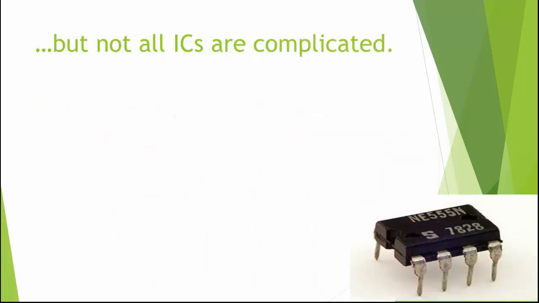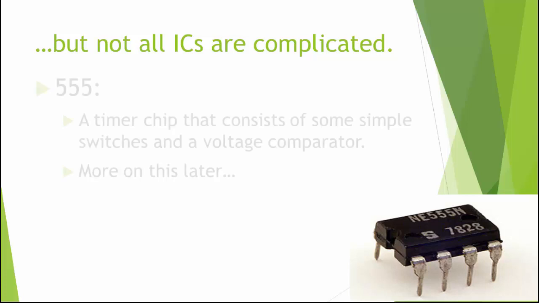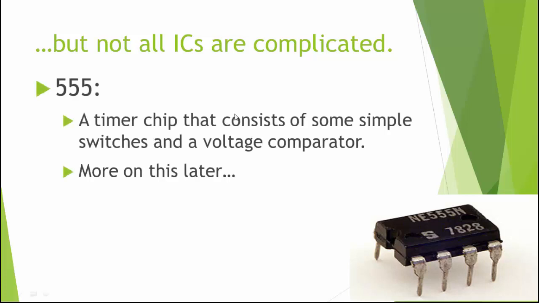On the other hand, not all ICs are complicated at all. So this is a 555 timer chip, and it really just has a couple of simple switches and a voltage comparison device. And we'll talk a lot more about this tomorrow, this simple, extremely useful chip. In fact, since its inception around 1974, it's the most produced integrated circuit of all time.